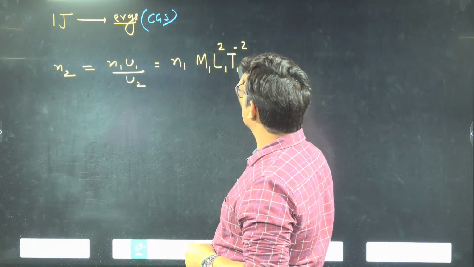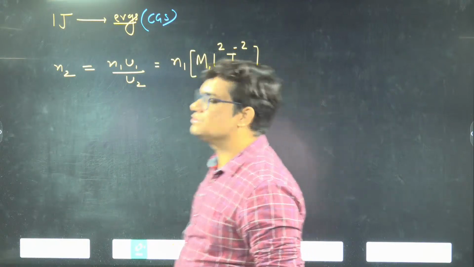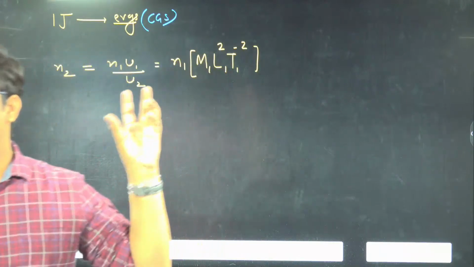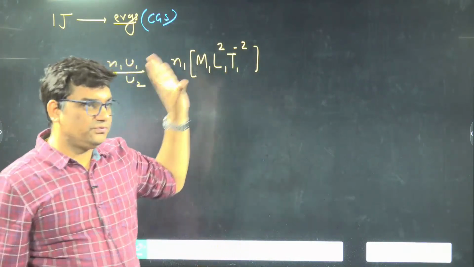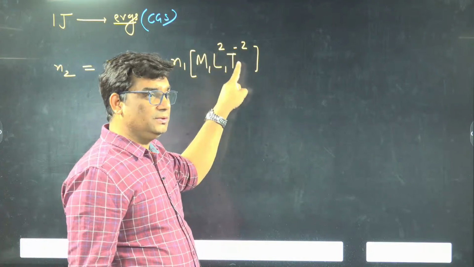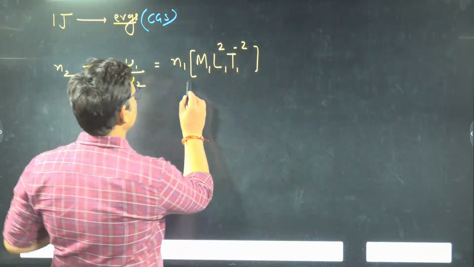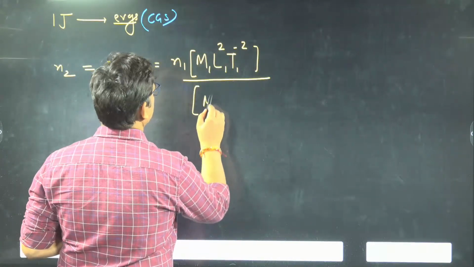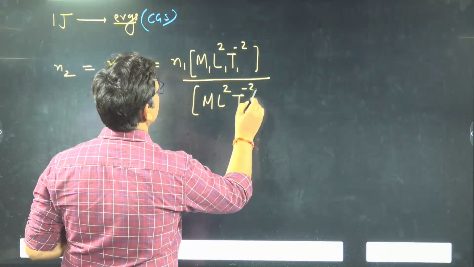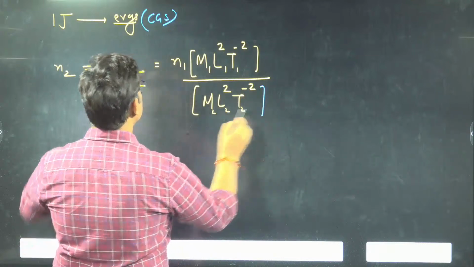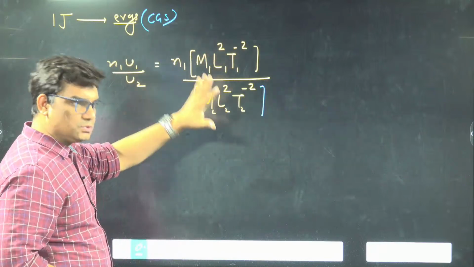And here we can use first. What is the meaning of this one? U1 means first unit, first system, and then second unit. In this case, we can write the second unit here. For the energy, again, we can write M L2 T minus 2. So U1 means first unit, U2 means second unit.